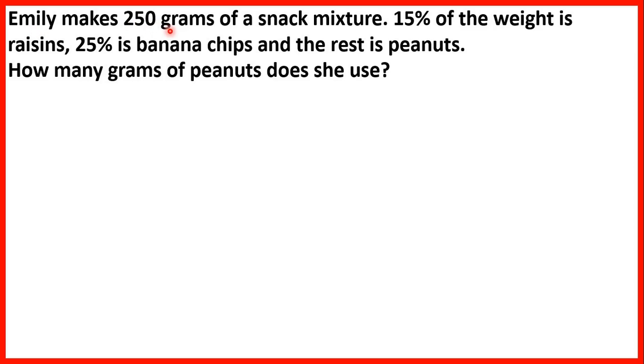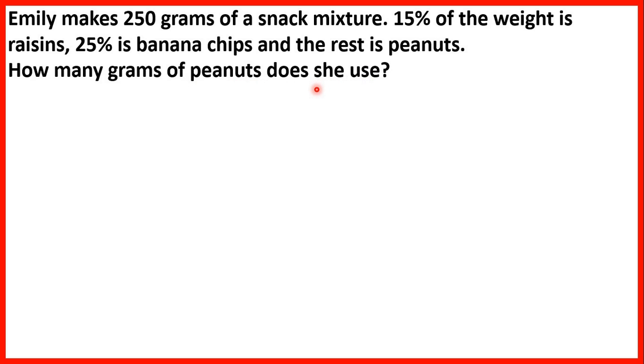Emily makes 250 grams of a snack mixture. 15% of the weight is raisins, 25% is banana chips, and the rest is peanuts. How many grams of peanuts does she use?